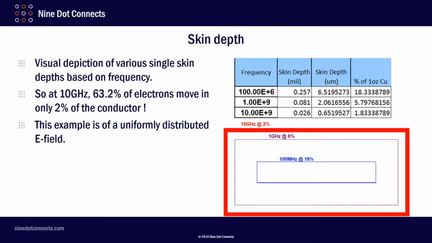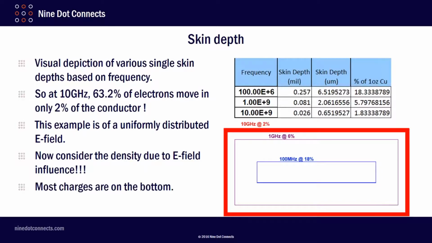Now, this is an example of a uniformly distributed E field. Now, let's consider the density due to an E field influence. Keep in mind, this uniformly distributed E field would be as if this was a single conductor sitting out in air with no reference plane around it. It would be just all the E fields distributed equally. But when you have a microstrip, we all know that the E fields are not distributed evenly. In fact, most of the E field exists between the microstrip and the reference plane, and so therefore, most charges are going to be on the bottom of this diagram.